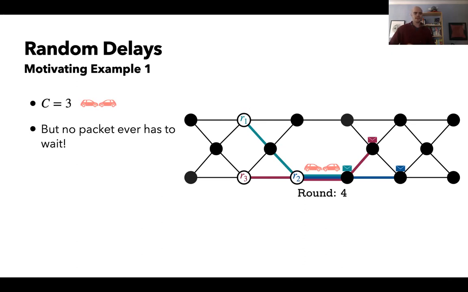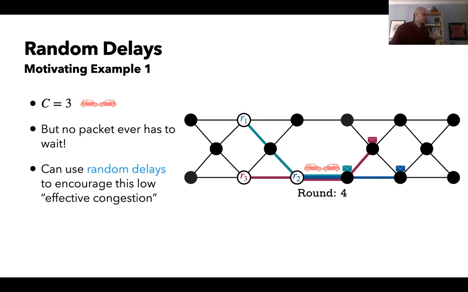So the idea of random delays is: what if we randomly delayed when we actually forwarded messages, to encourage this low, what I'll call effective congestion? Even though in theory a lot of messages might eventually have to cross an edge, maybe we can smooth out the time that those messages show up at an edge by adding random delays, so that there's never too much contention along a single edge.